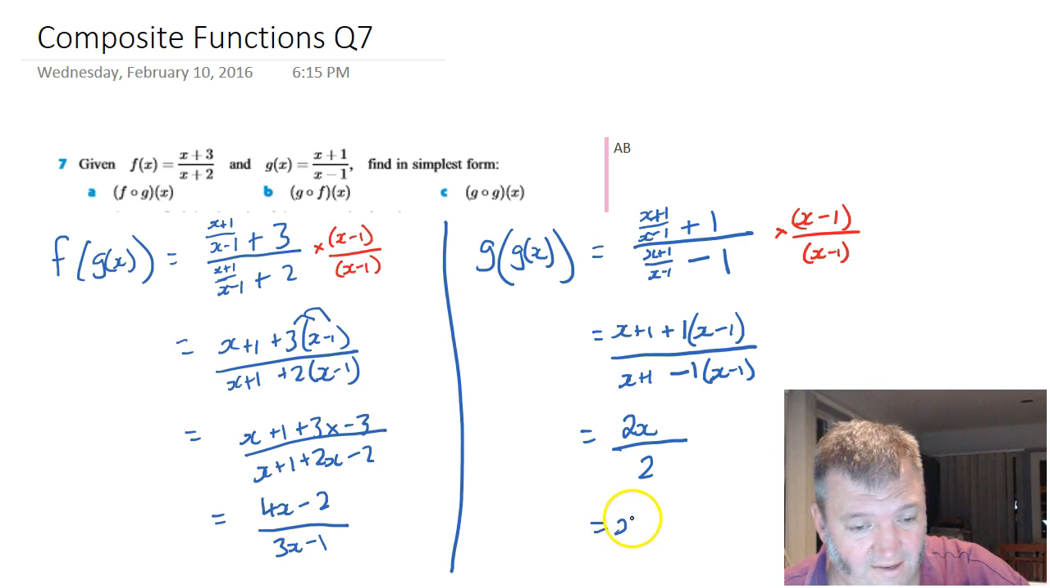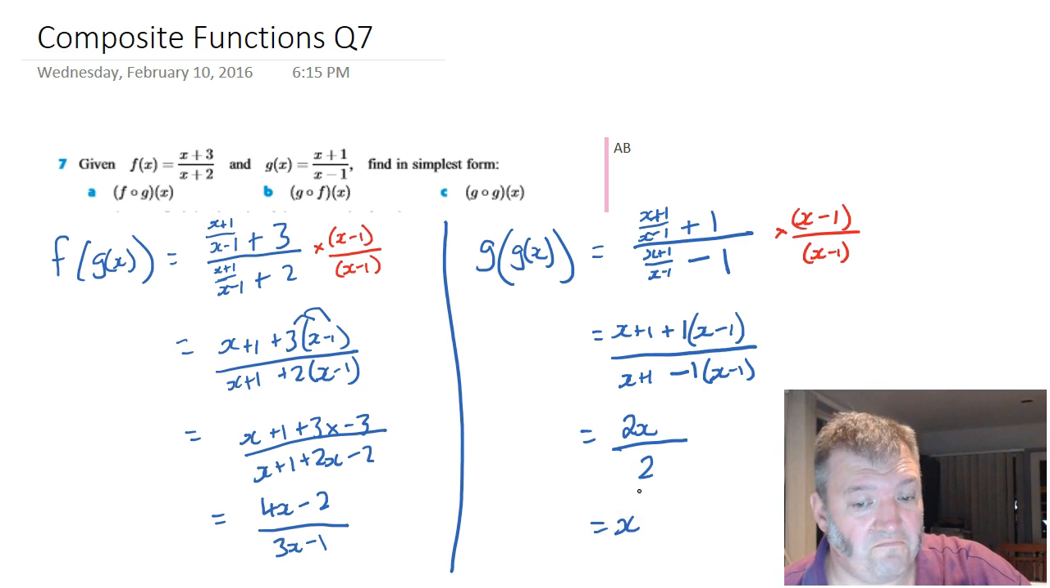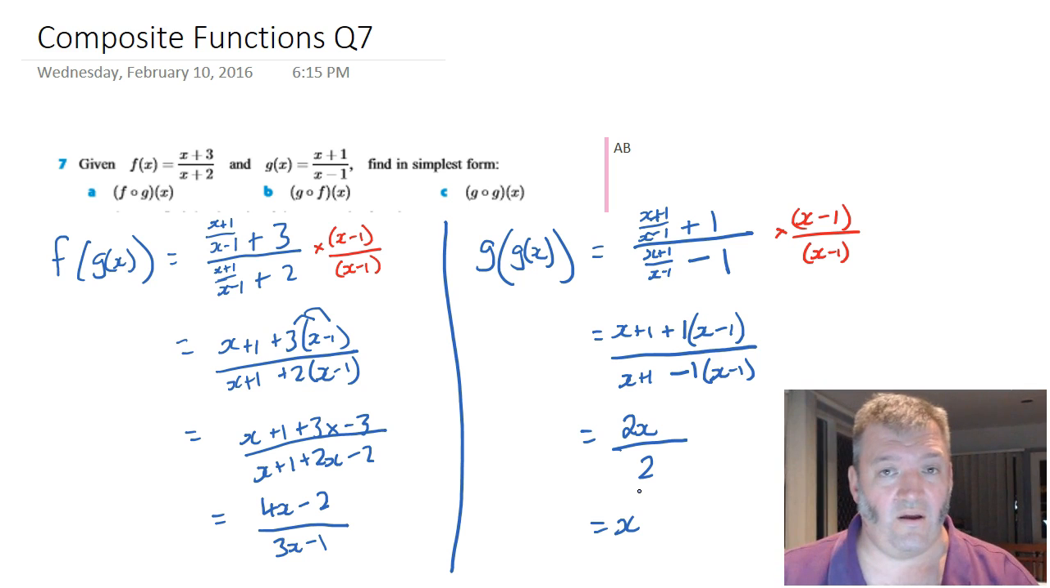So g of g of x simply gives me x. Pretty easy. Alright, I hope that helps.